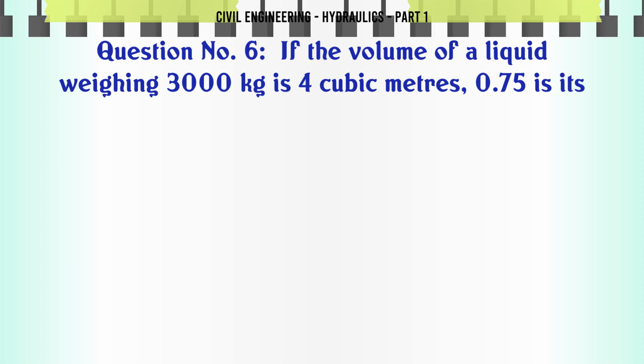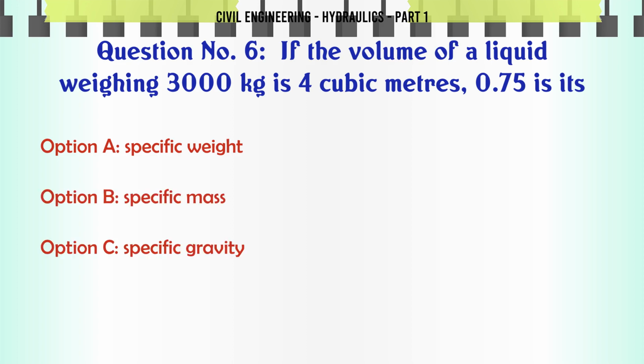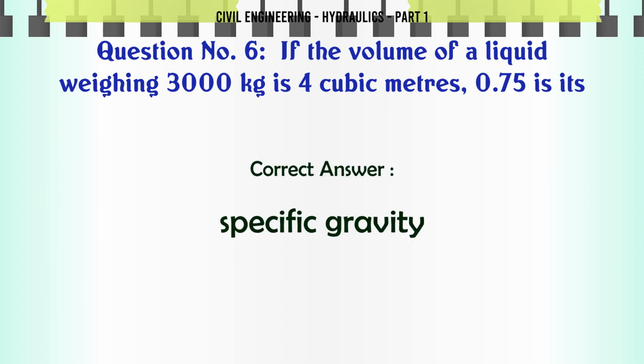If the volume of a liquid weighing 3000 kilograms is 4 cubic meters, 0.75 is its: A. Specific weight, B. Specific mass, C. Specific gravity, D. None of these. The correct answer is specific gravity.